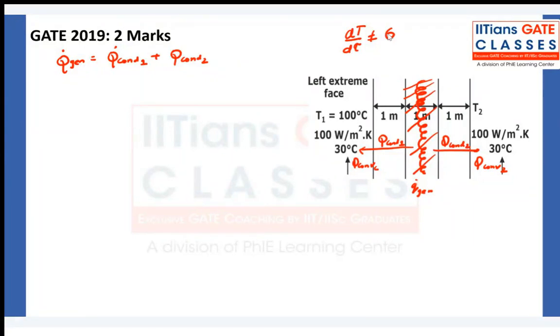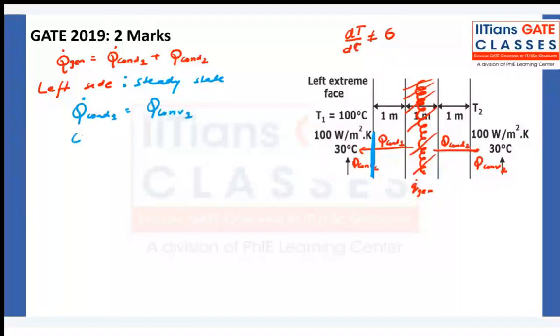Okay, now let us take the left side. Can I say whatever heat is conducted at this border, I am talking about this border, and it is steady state, so Q dot conduction 1 equals Q dot convection 1 at this left side border? Yes, very nice. So can I calculate Q dot conduction 1 equals h A (T1 minus T infinity in)?